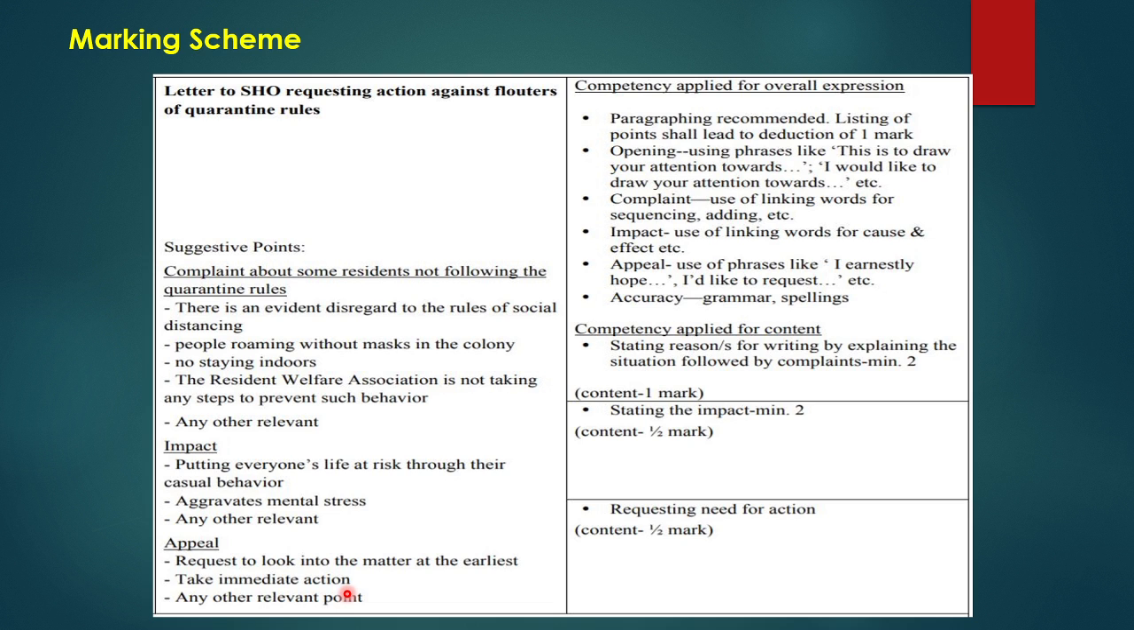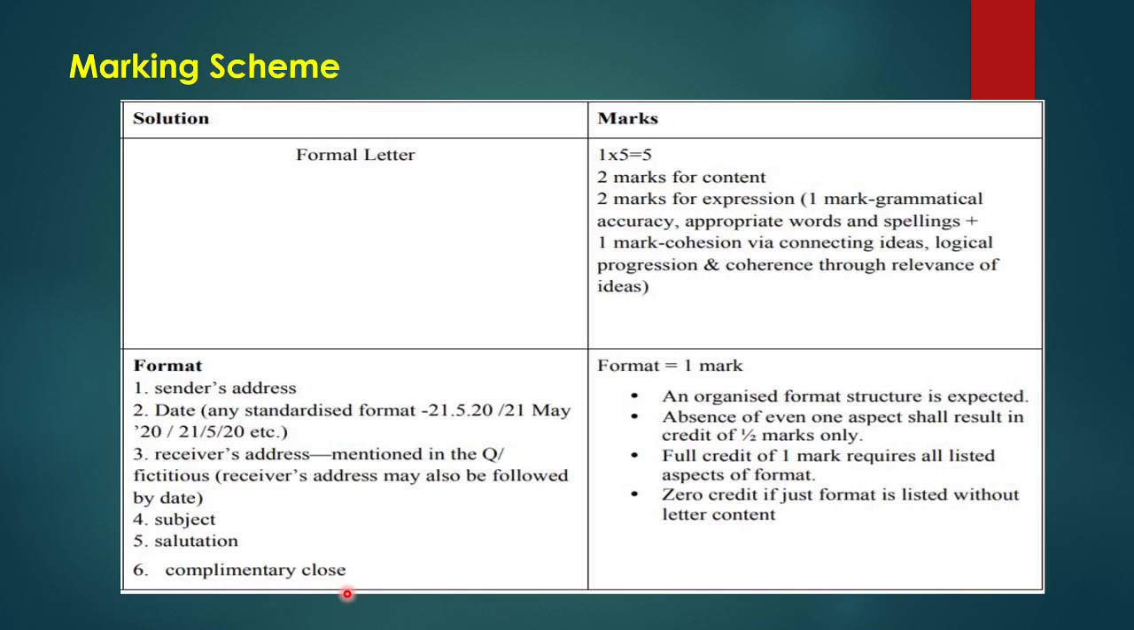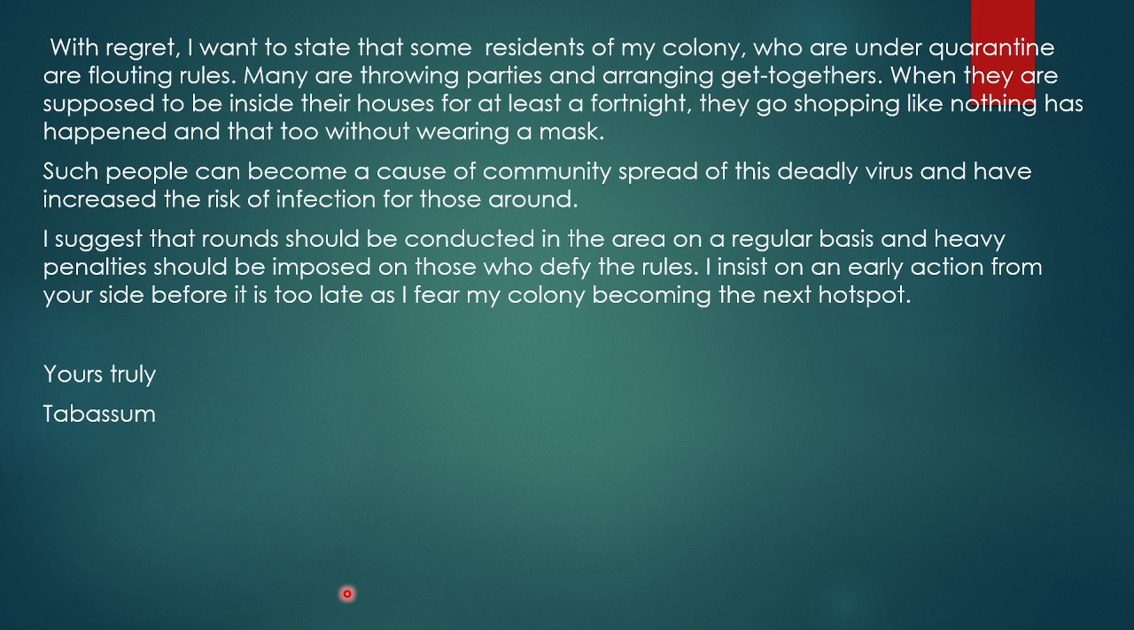So if we check our letter according to this format, let's see. Here we have written about the problem and we have given 2 points. So what are they doing? They are throwing parties and arranging get-togethers. When they're supposed to be inside their houses, they go shopping and they don't wear a mask. So we've written everything. And then in the impact, we have written that there is a chance of community spread and there is a high risk of infection for those who are around. So again, we've given 2 points for the impact.